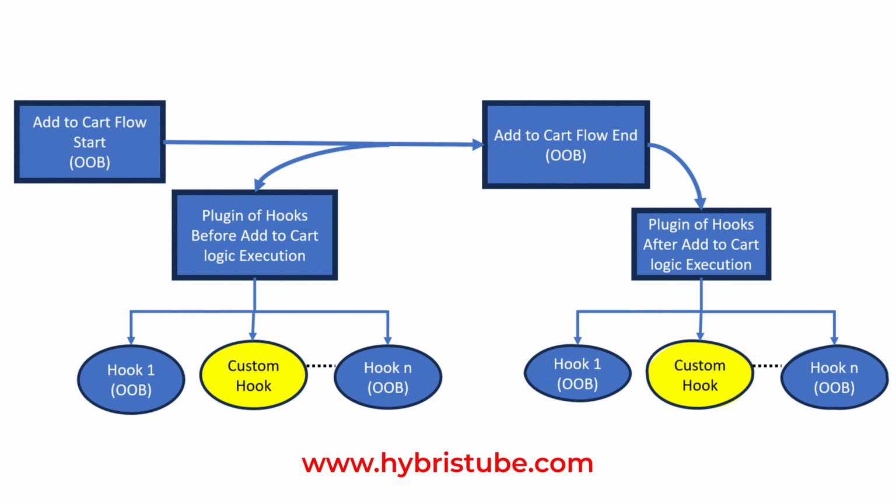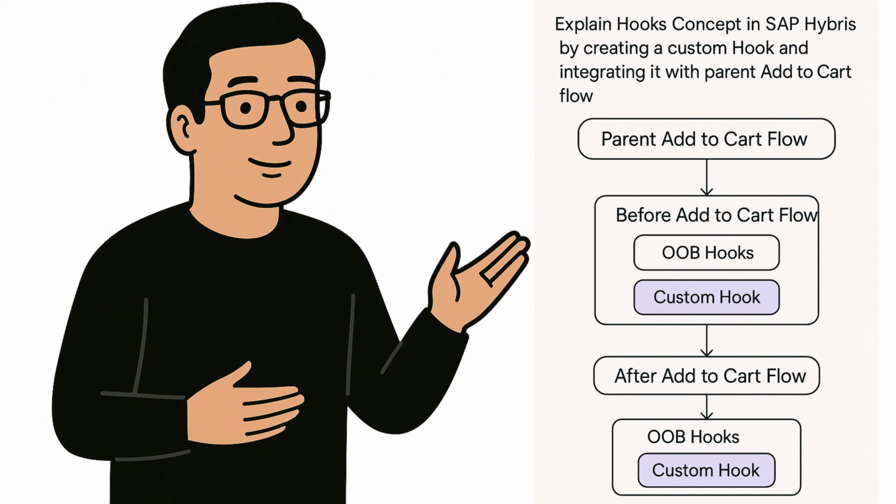I will be using the out of box add to cart flow. Firstly, I will show you how the add to cart flow is working, and how the out of box hooks are already integrated into this flow. And then we will create a completely new custom hook, and we will integrate that newly created hook into the existing add to cart flow. I will show you the end to end implementation of this.